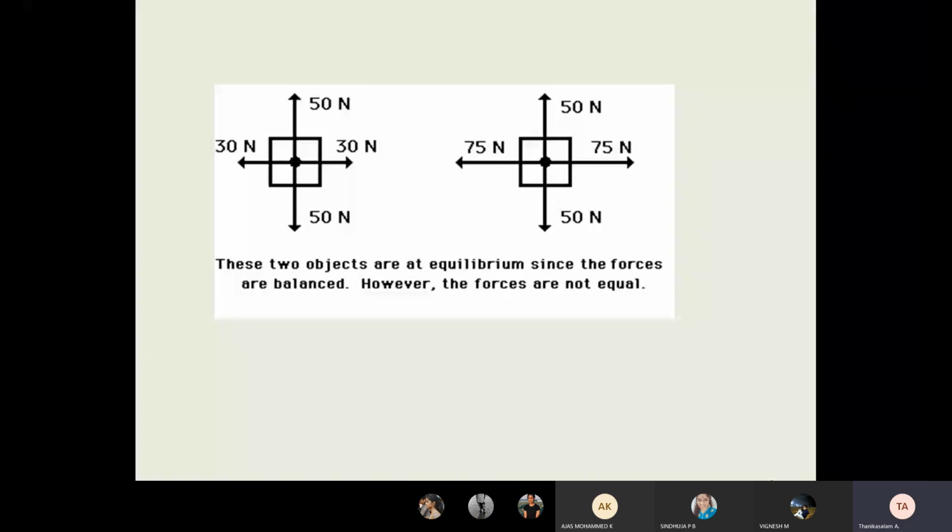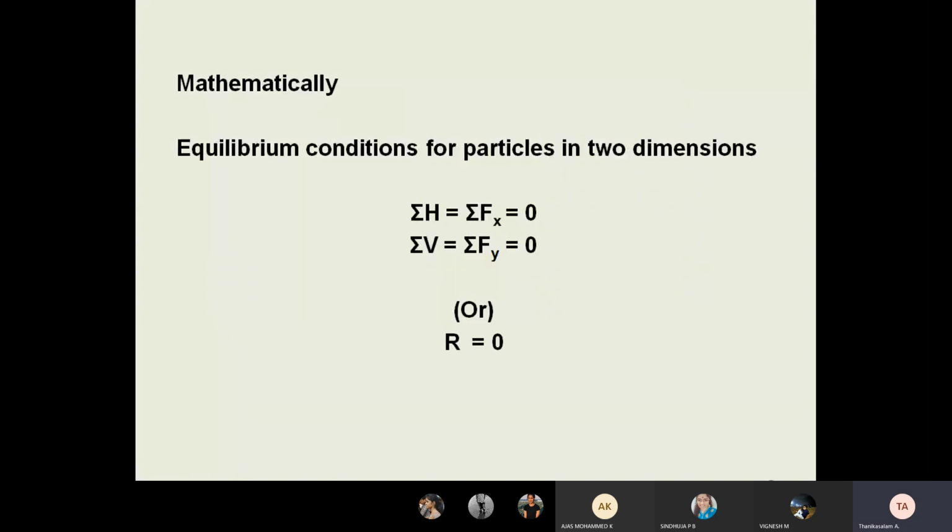Yes, sir. You see this picture. Left side minus 75, right side plus 75. Therefore the sum is 75 minus 75, 0. So we say this is equilibrium. See, these two objects are at equilibrium since the forces are balanced. However, the forces are not equal in direction, but based on the direction it is stable. So the resultant must be 0. We say equilibrium.